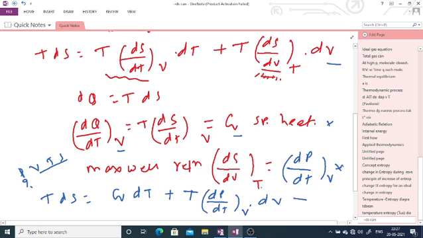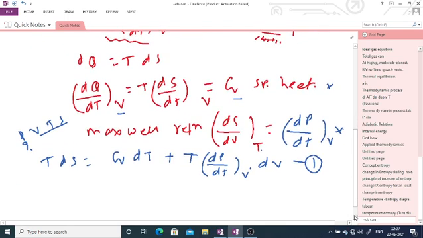Now this is the first TdS equation: Cv dT plus T dP/dT at constant V into dV. It should be remembered why we replace the second term here. The first term is at constant volume, the second term is at constant temperature. You can convert the constant-temperature term to constant volume. So now these two terms are at constant volume, and your first TdS equation is represented at constant volume.